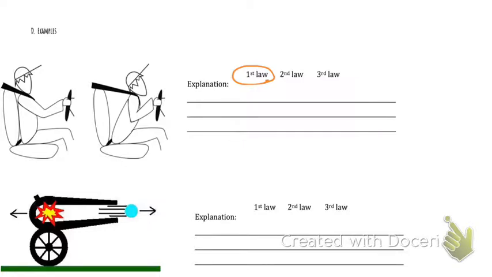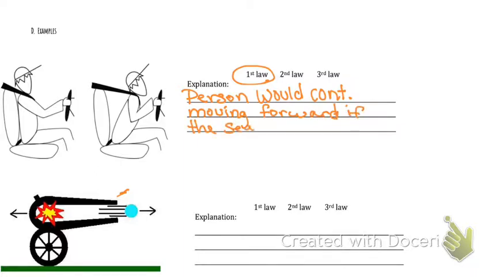So what it's showing is that the person would continue moving forward if the seatbelt didn't stop him.